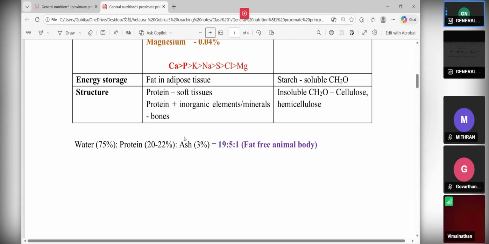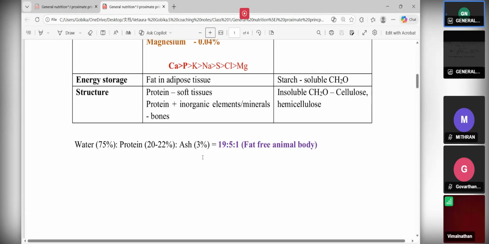Then in general nutrition, one more important point we should cover is the ratio of water, protein and ash percentage in the composition of animal body. That too, they will ask a fat free animal body composition ratio. In that, on average water will be about 75%, protein 20 to 22% and ash 3%. This is also previously asked, how much composition of minerals will be in the animal body. That is, 3% of the animal body will be made up of minerals.